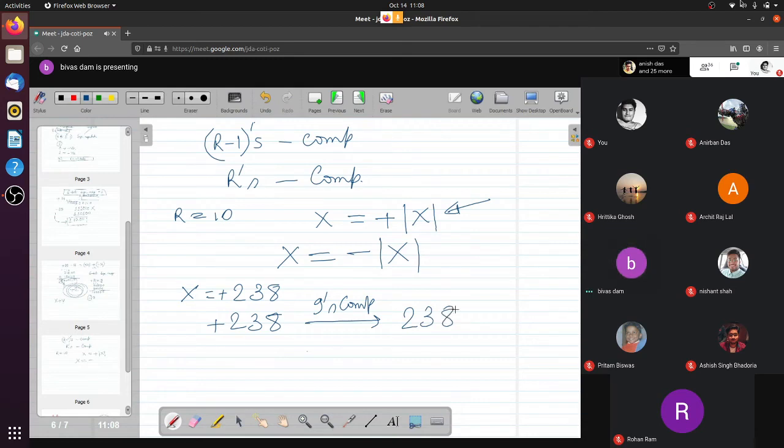238 itself. There is no change. If the number is positive, then the 9th complement or the 10th complement of the positive number is the same number. There is no transformation required. No modification required.